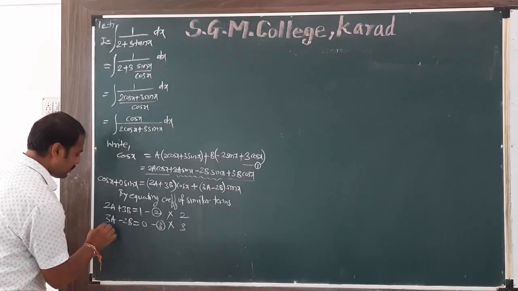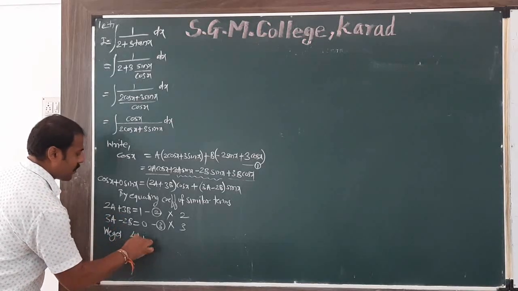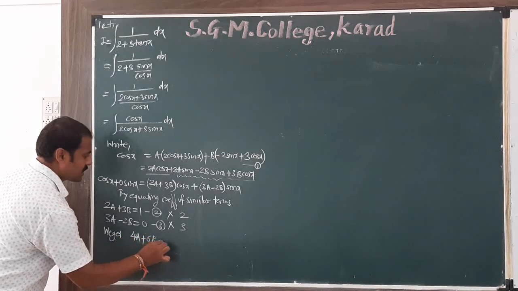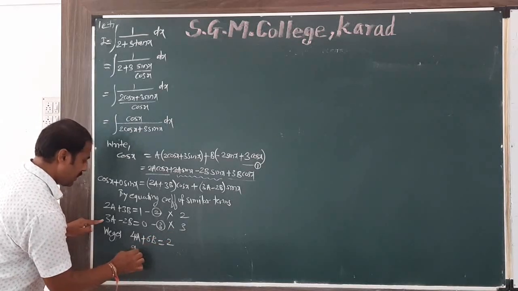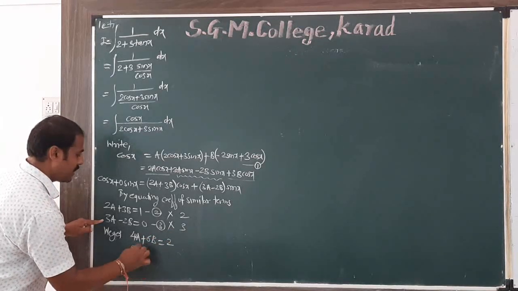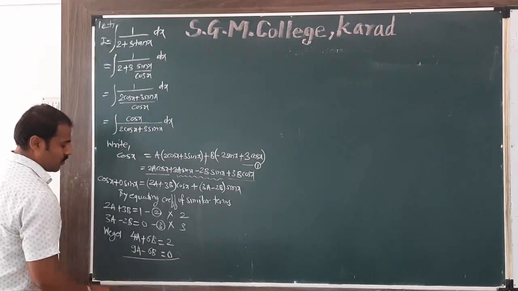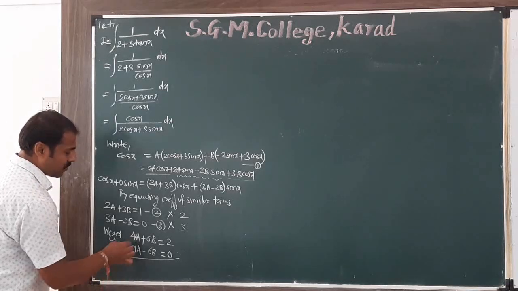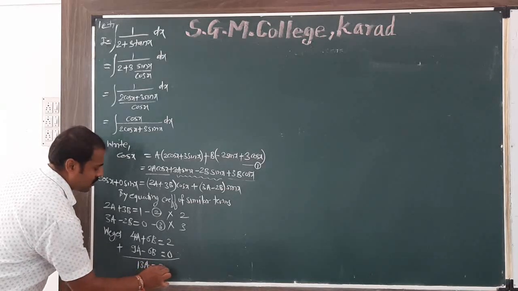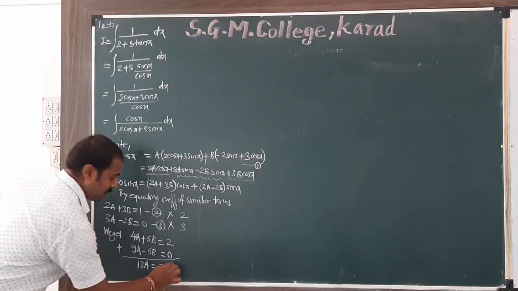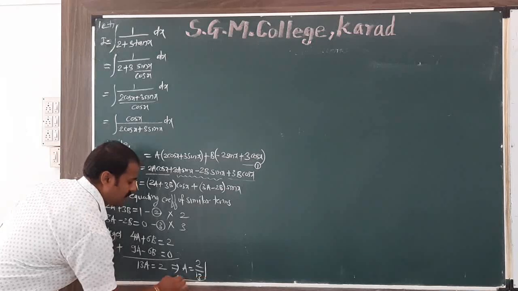We get 2 into 2, 4a, plus 2 into 3, 6b, is equal to 2 into 1, 2. After multiplication by 3, 3 into 3, 9a, minus 3 into 2, 6b, is equal to 0 into 3, 0. On addition of these two equations, we get 4a plus 9a, 13a, is equal to 2, plus 6b minus 6b cancel. This implies a is equal to 2 divided by 13.